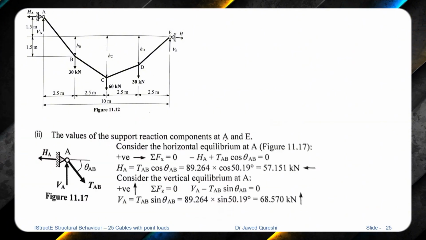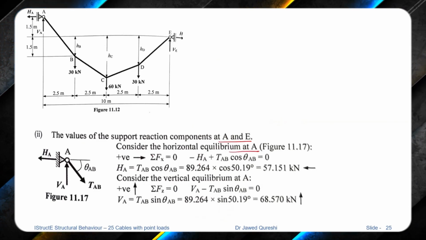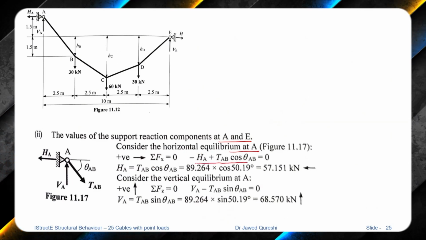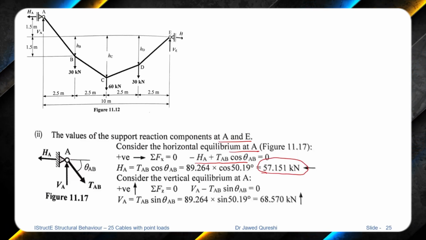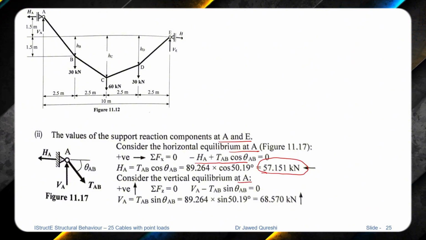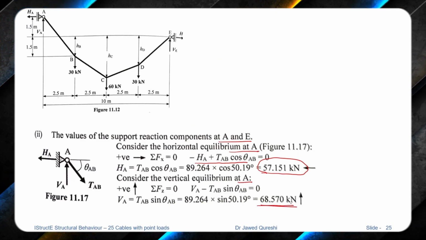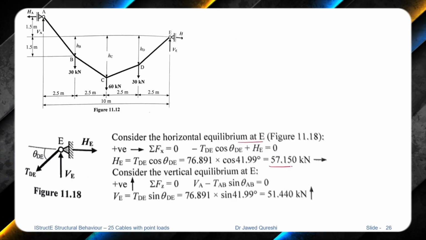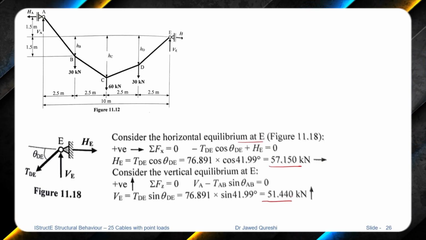And finally the values of support reactions at A and E. We consider horizontal equilibrium at A, the summation of all horizontal forces equal to 0. Now we have the value of theta AB, and from here we work out HA as 57.15. We consider vertical equilibrium at point A, and from here we work out the vertical reaction as 68.57. Finally at point E, the horizontal equilibrium leads to 57.15 and the vertical equilibrium leads to 51.44.